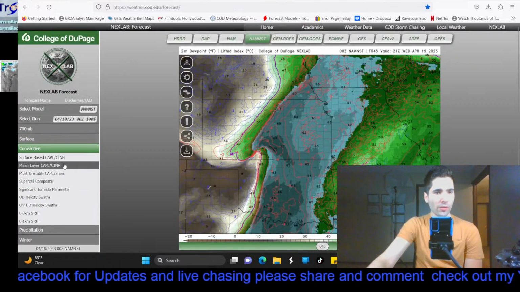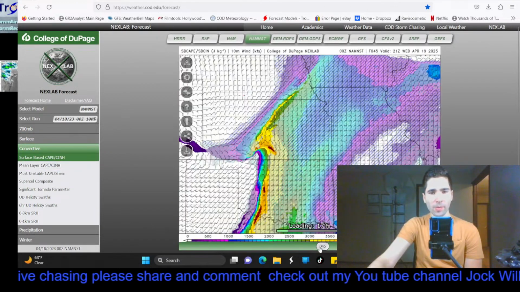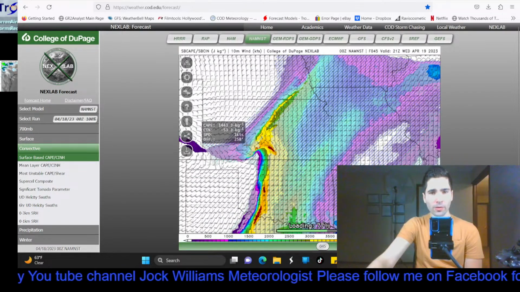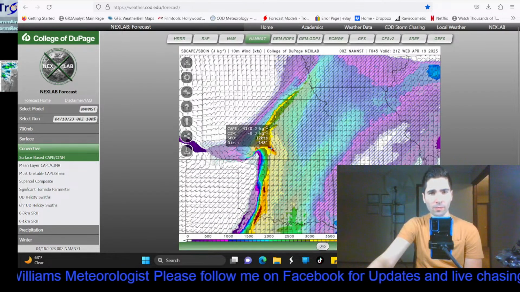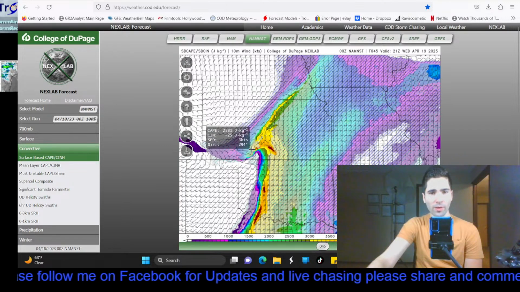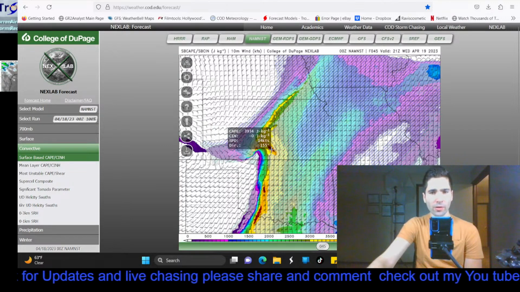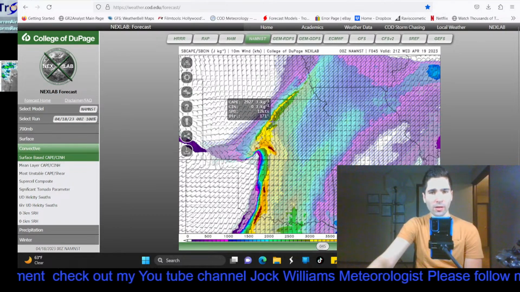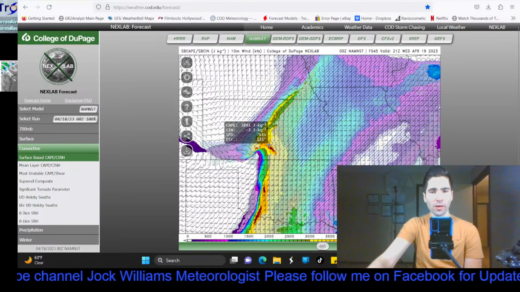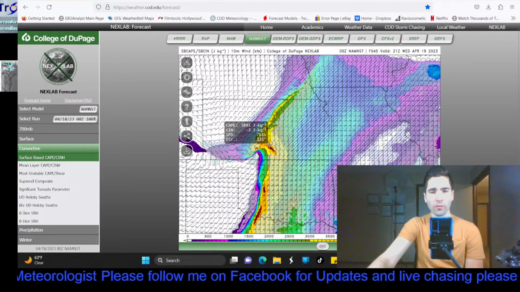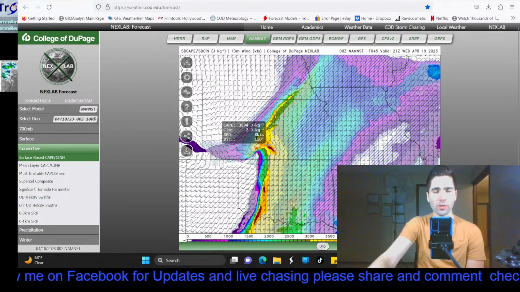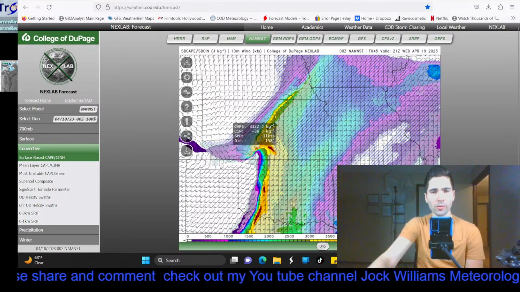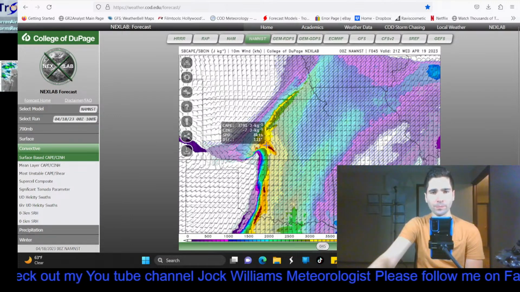So one of the other things we're going to go ahead and look at, this is the surface-based CAPE, and it's pretty decent. And these CAPE values are very substantial. Any thunderstorm that goes up from the Salina, Kansas area down to the Wichita, Kansas area has the potential to produce some very big hail, 2 inches plus, and the potential to see a few 1 to 2 tornadoes potentially on Wednesday.